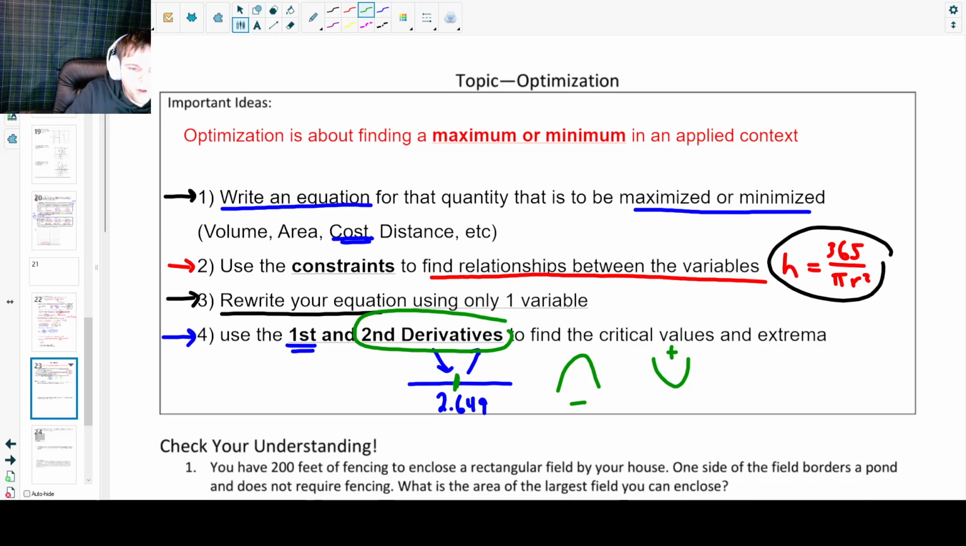Cool. That was a long video there. I'll also make another one where we go through some of these optimization problems.